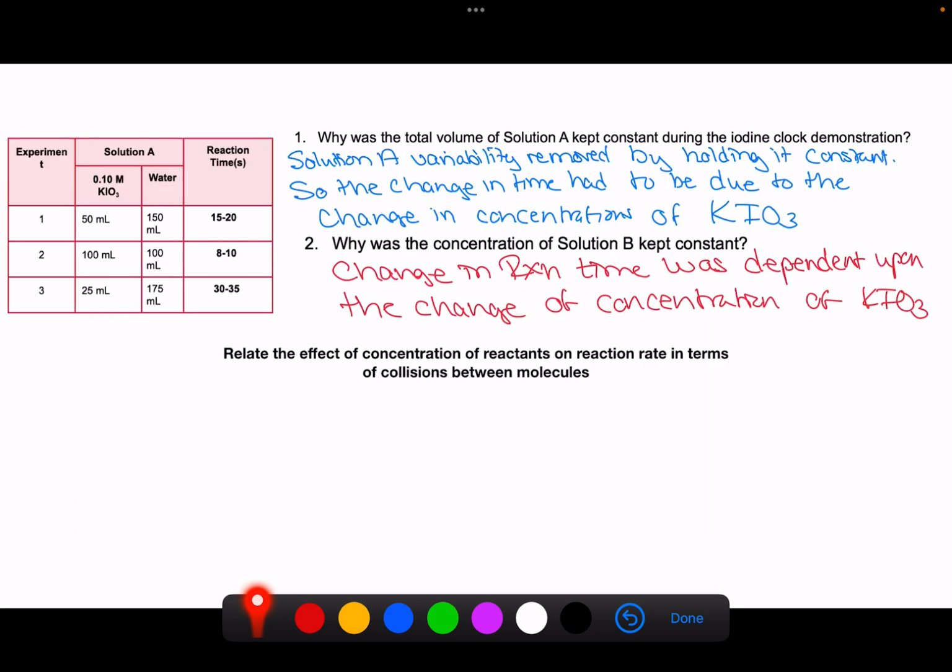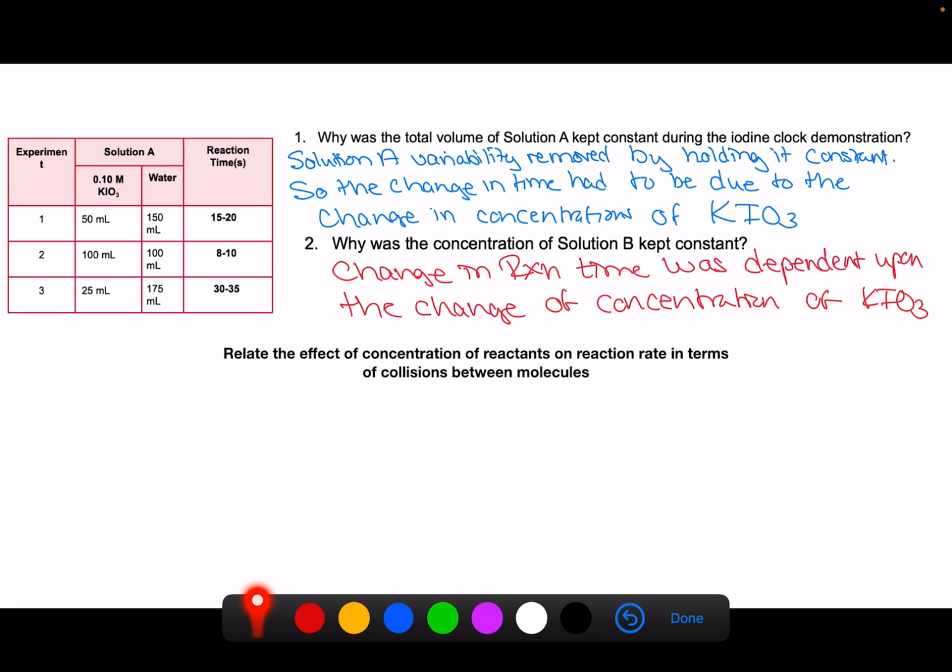Part 2. Why was the total volume of solution A kept constant during the iodine clock demonstration? If we're interested in looking at one part of the reaction, then we need to make sure we only have that one thing changing. So we're going to hold everything else as a control. Okay? And hopefully you recognize that. So if we're holding one of them constant, and we're changing the other one, the change has to be coming from the one that we're changing in the solution.